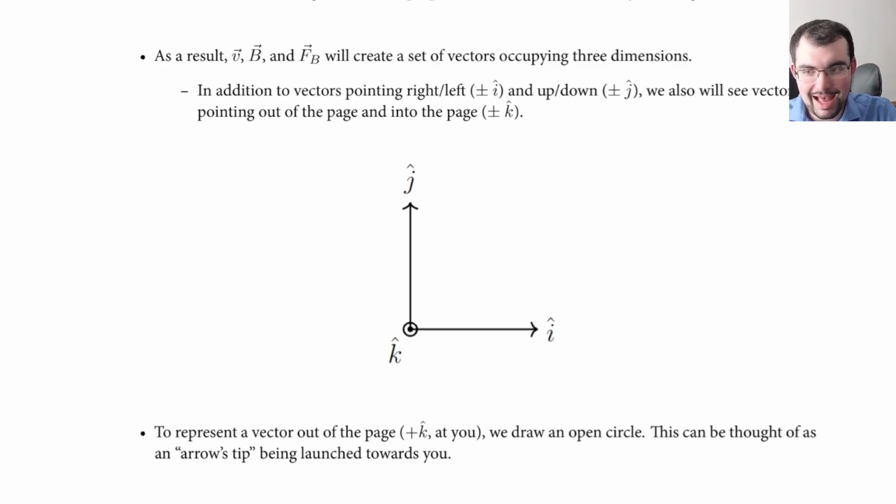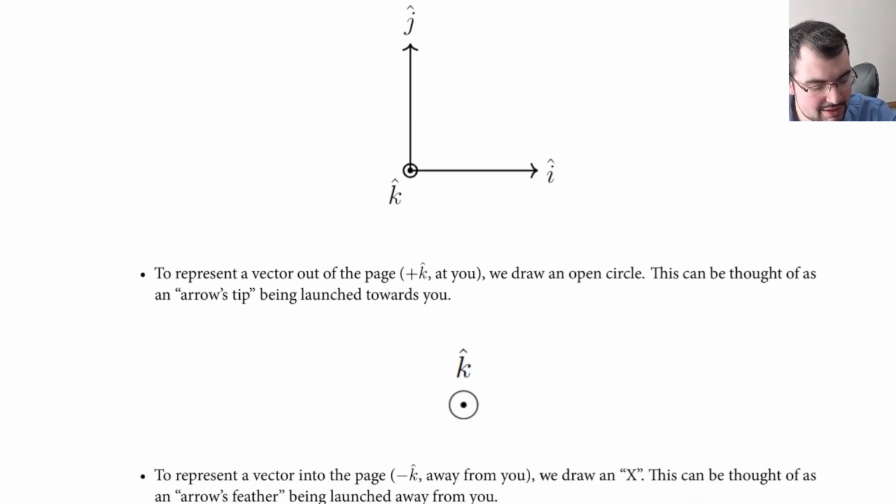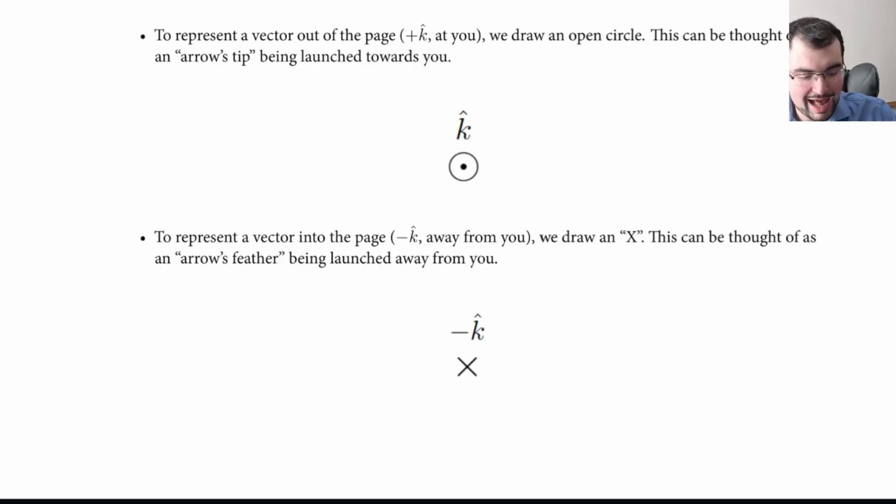So we have K hat. Positive K hat is represented with a circle, and that means that the field is sort of pointing at you. If it points at you, you can think of it as like the tip of an arrow coming at you. But conversely, into the screen or into the page would be negative K hat, and that's an X. So think about shooting an arrow into the screen. If you shoot an arrow into the screen, what you'd be seeing is the feather. So this is like the feather of the arrow.